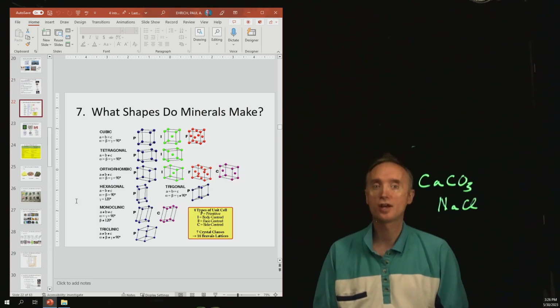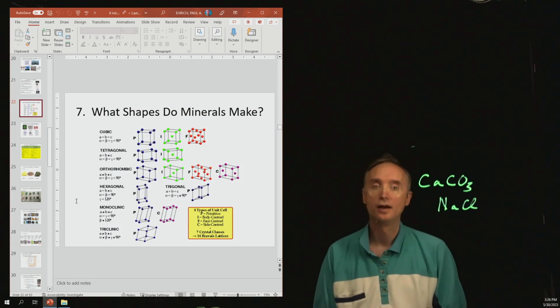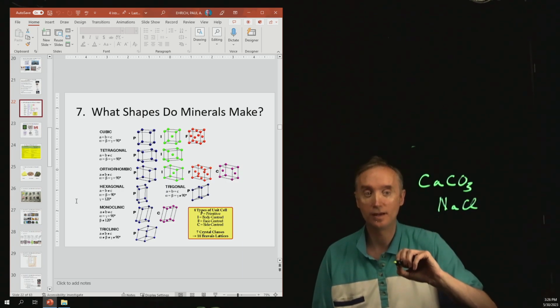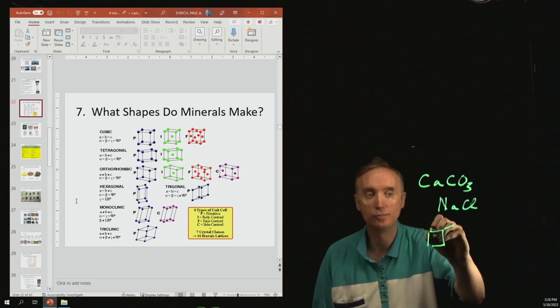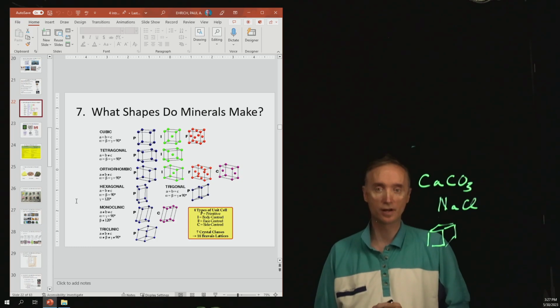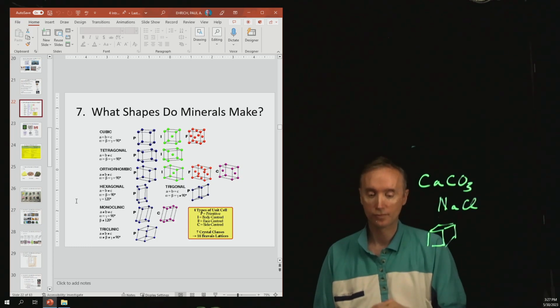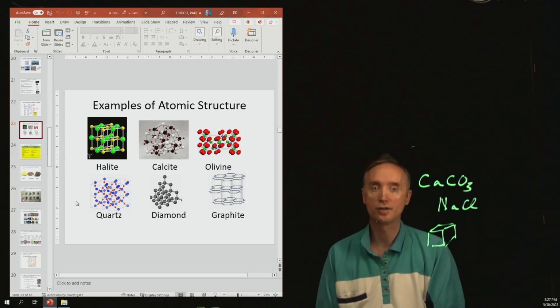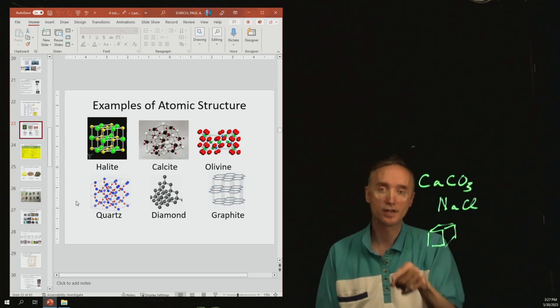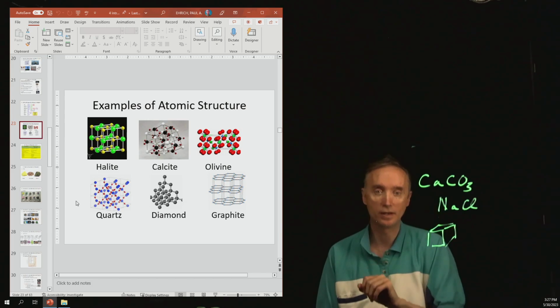Okay, what kinds of shapes do minerals make? I would say the only one that you need to know is the cubic. So that's going to be halite. So halite makes cubes. So I would not worry about the rest of those different kinds of shapes. Okay, then here's just some examples of atomic structure. So again, take a look at halite and you see that it's making a cube.